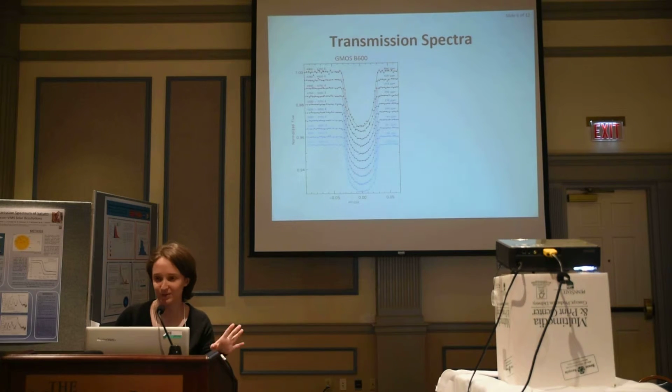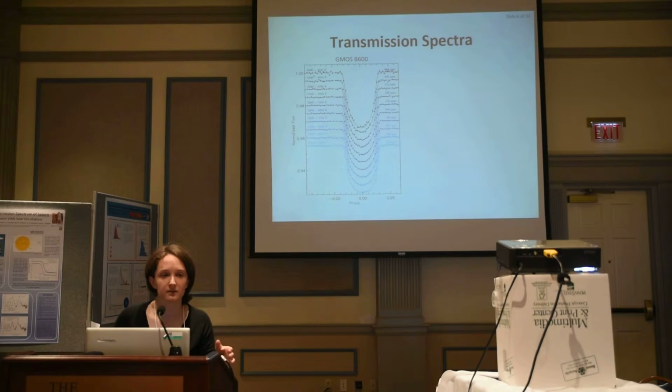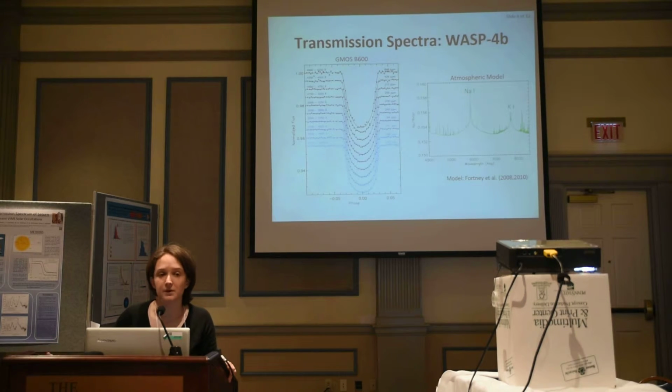200 nanometer, 200 angstrom bin sizes, and with a few hundred ppm precision. We then measure the transit depth at each wavelength, which gives us a transmission spectrum. So I'm looking at WASP-4b, a hot Jupiter of 1700 Kelvin, and here is an atmospheric model of what we expect to see for that kind of planet. So we expect the dominant opacity sources to be from atomic sodium and potassium.